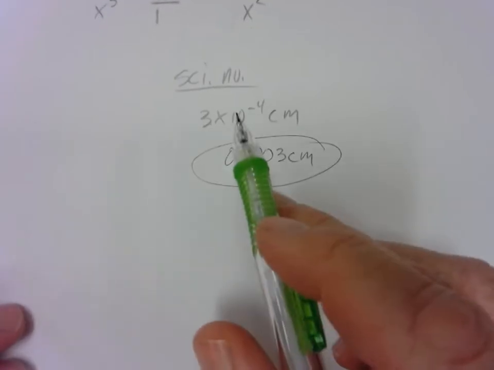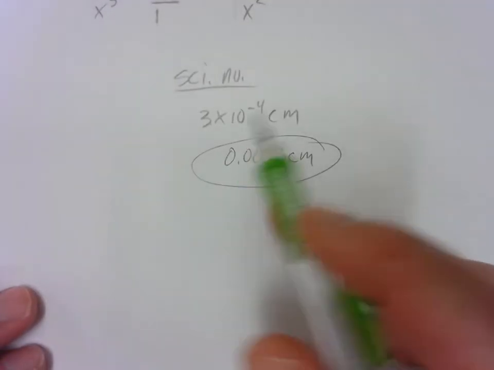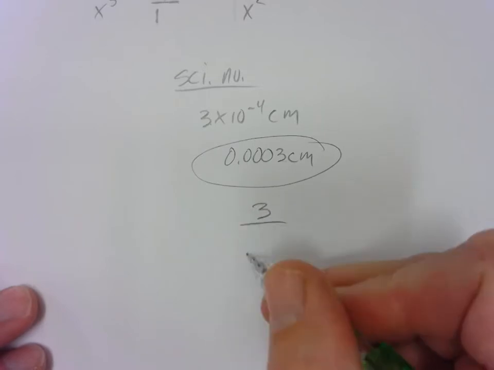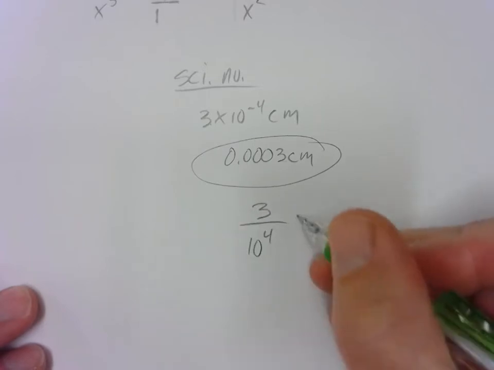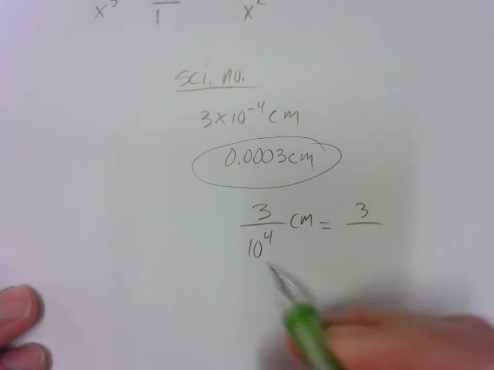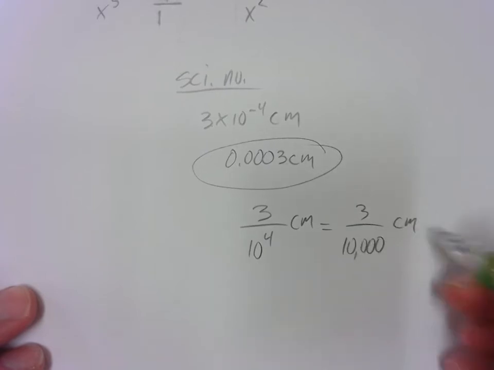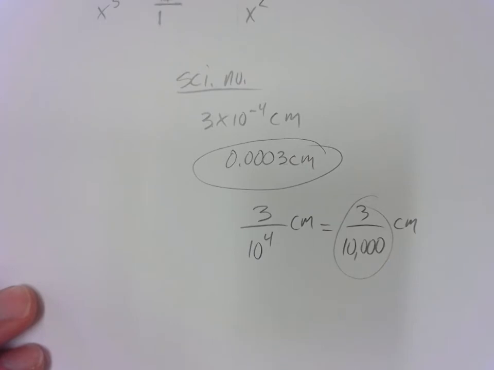But what does this mean here? If we think about it in terms of exponents, you cross the line and change the sign. So it becomes 3 over 10 to the 4th power centimeters. And that would be 3 over, well, 10 times 10 times 10 times 10 is 10,000 centimeters. So it's 3 ten-thousandths. So 3 over 10,000 is 3 ten-thousandths.